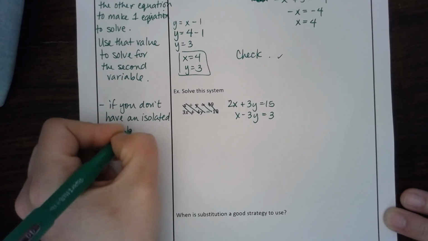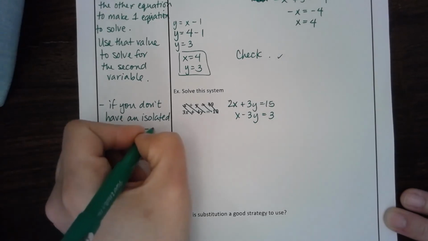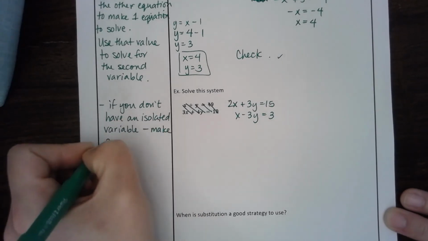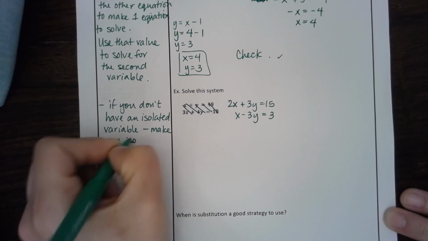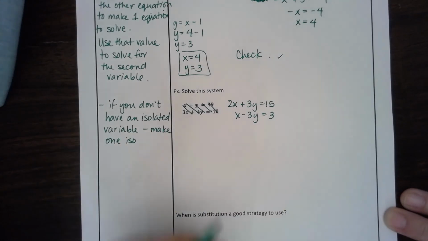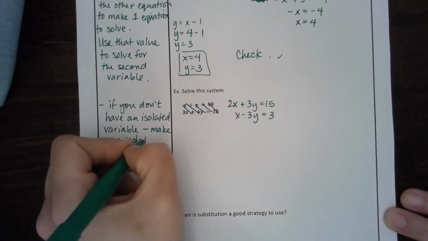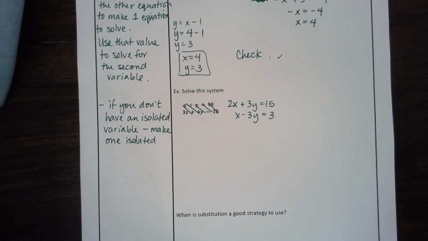then what you do is make one isolated. We have equations here, and as long as we do the same thing to both sides of the equation, we can do whatever we want. So that's the power of algebra. That's what makes all of this just wonderful. If we can get the rules in place, we can do whatever we want.